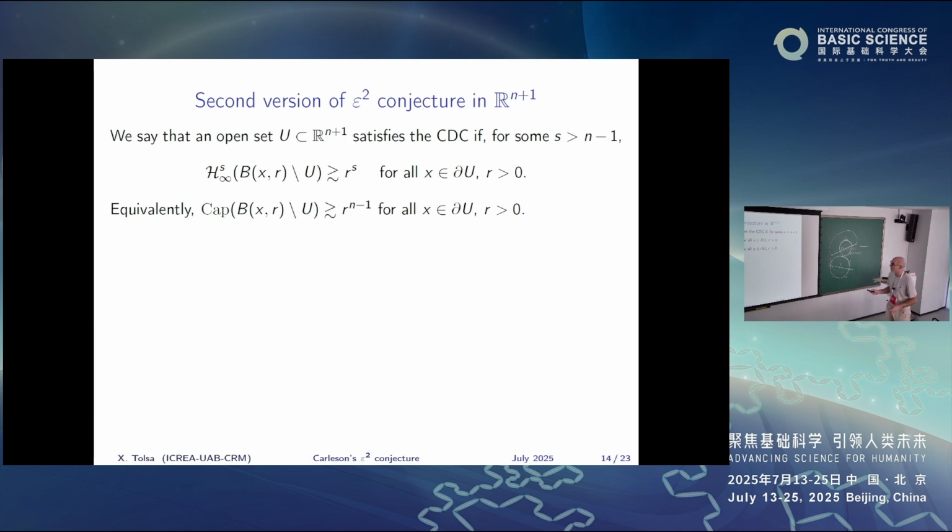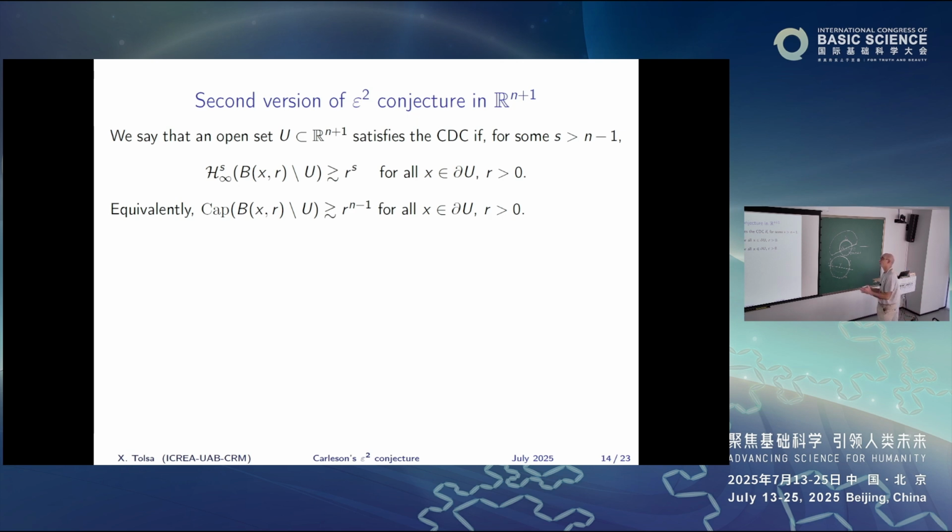So given an open set U, like omega 1, we say that this satisfies the capacity density condition if there exists some S larger than n minus 1. Remember that we are in R^(n+1), so this is codimension 2. There is some S such that the Hausdorff content of the ball minus U is larger than R to the S. So this is a thickness condition of the complementary.